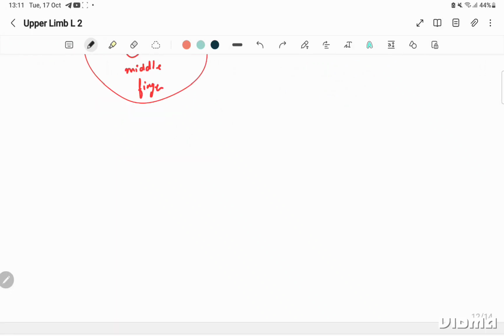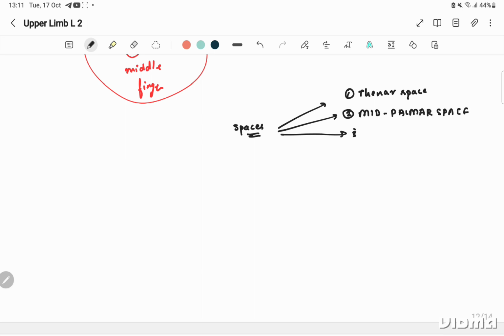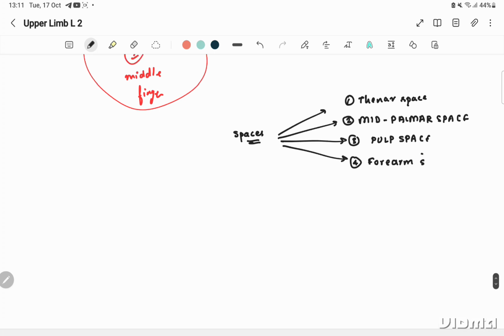Okay, so let's discuss the spaces in the hand. This is also a topic. We have 4 types of spaces in the hand. One is called the thenar space, the midpalmar space, the pulp space, and the 4th one is the forearm space of Parona.